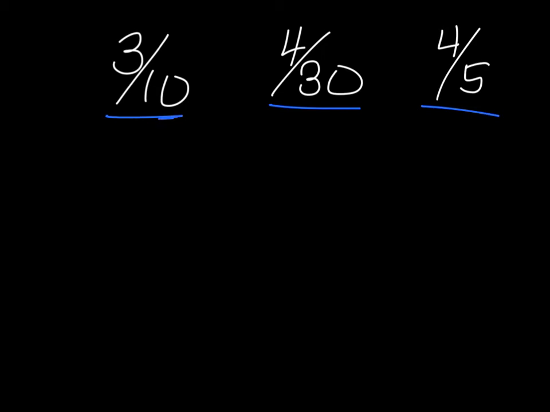10 and 30 already end in zeros, so that gives us a clue that we can do 10 times a number to get 30. We can do 5 times a number to get 30. So our common factor is going to be 30. So our common denominator is going to be 30.